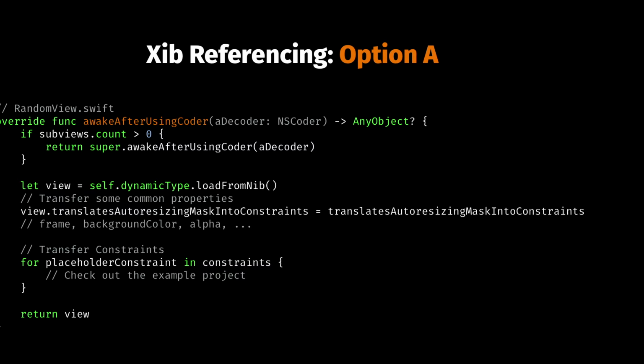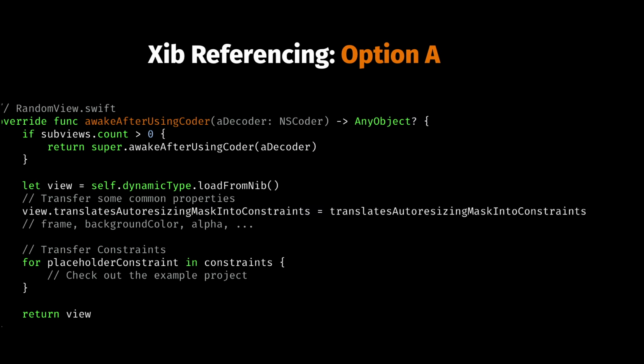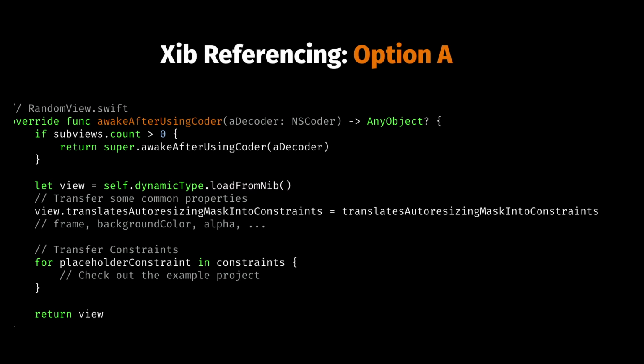Let's move on to xib referencing. This is a little bit more complicated, and I will now show you 2 options on how you can do xib referencing. The first one includes the more unfamiliar method called awakeAfter(using coder:). You might first think we can use init(coder:) and return the loaded view, but unfortunately that results in an exception. What awakeAfter(using coder:) does is substitute another object in place of the object that was decoded. And this is exactly what we want here.